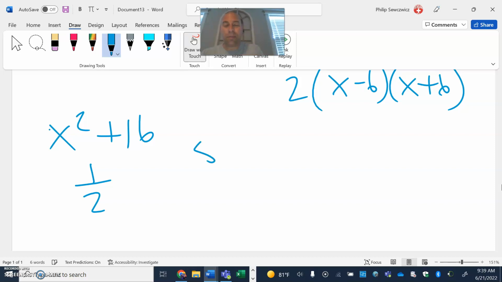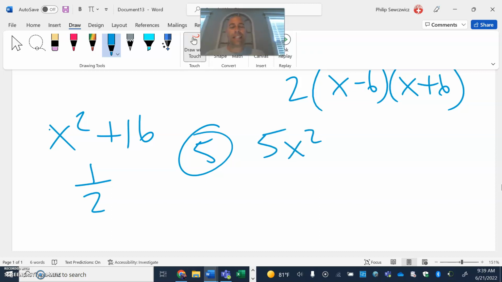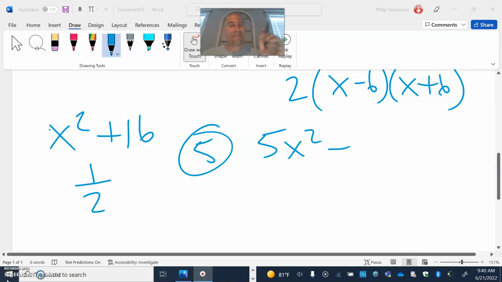All right, so let's give you one more. Let's throw GCF in there, and we'll throw your factoring of a binomial in there as well. Let's go 5x squared minus 5. Here we go, a little sneaky here. See if you can do it.